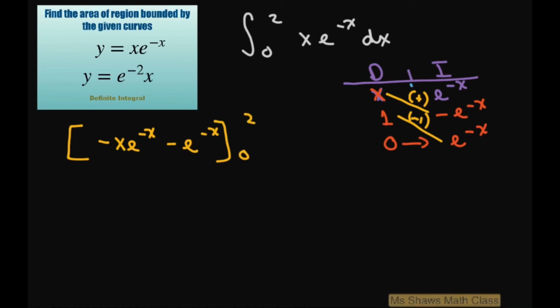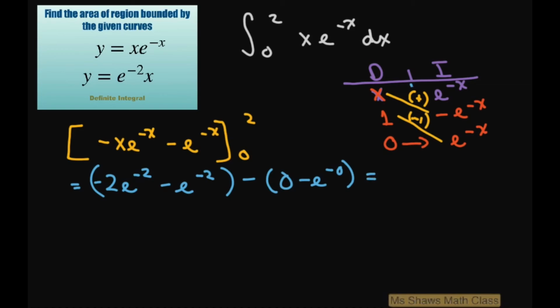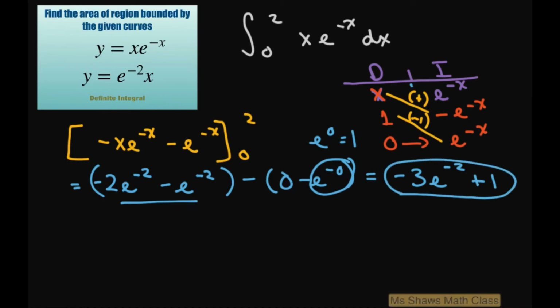This gives you negative 2 e to the power of negative 2 minus e to the power of negative 2, minus 0 minus e to the power of negative 0. Since these are the same, that's negative 3 e to the power of negative 2, and this equals 1, because anything to the 0 power equals 1. So it's going to be plus 1. So that's the first part.